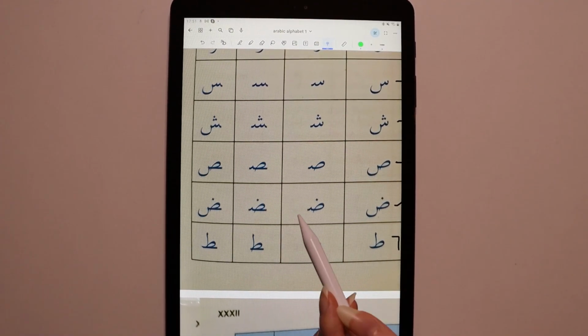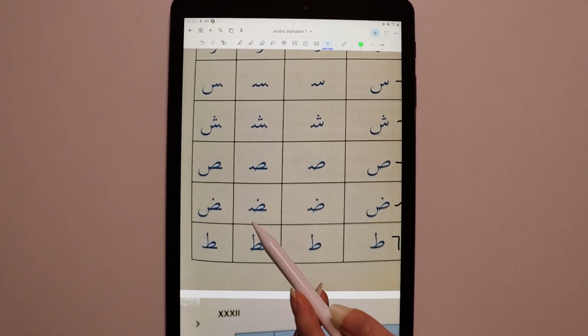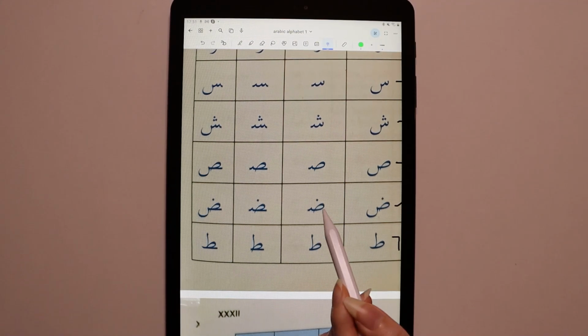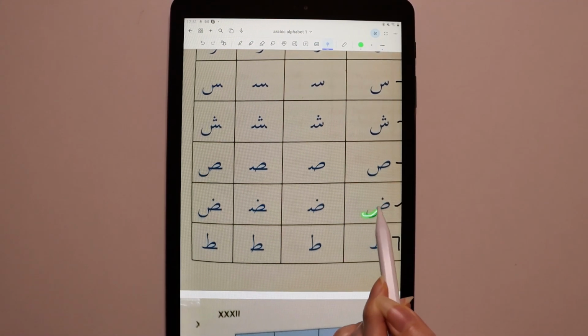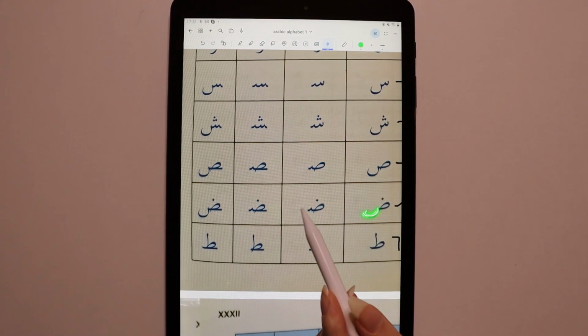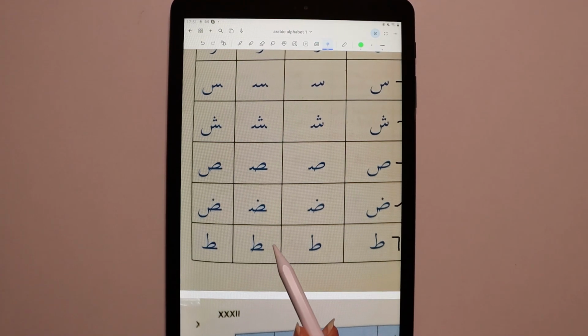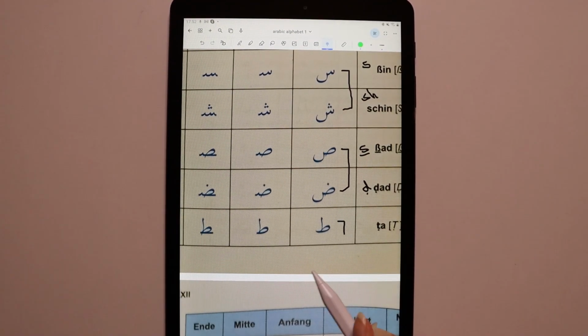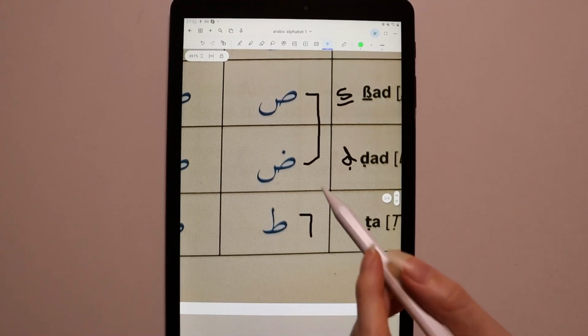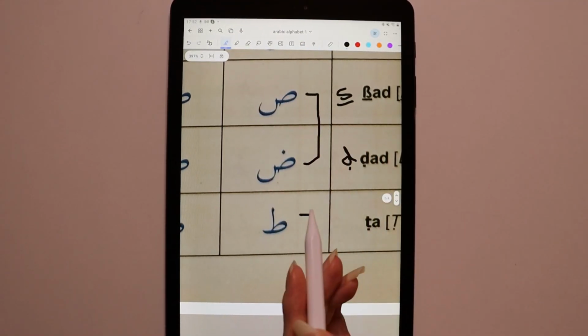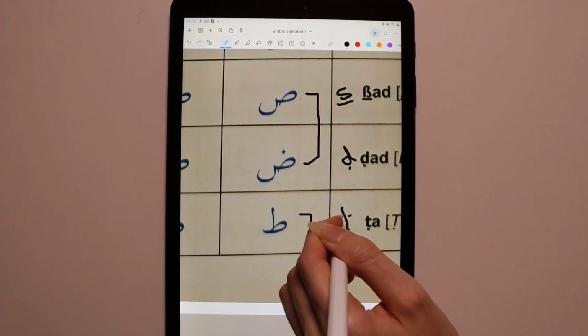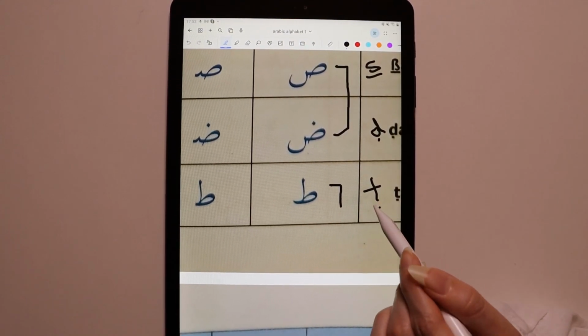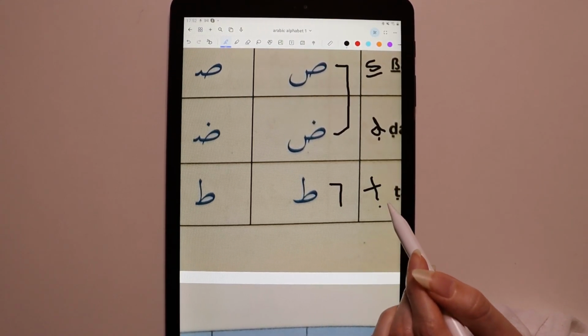And then the beginning and middle forms again look the same, but they don't have this. But you can still recognize them in a word, I feel like. Now we have the ta. This is again a deep sound, a deep T. Ta. This is a really deep T. It's like in the name Tariq.